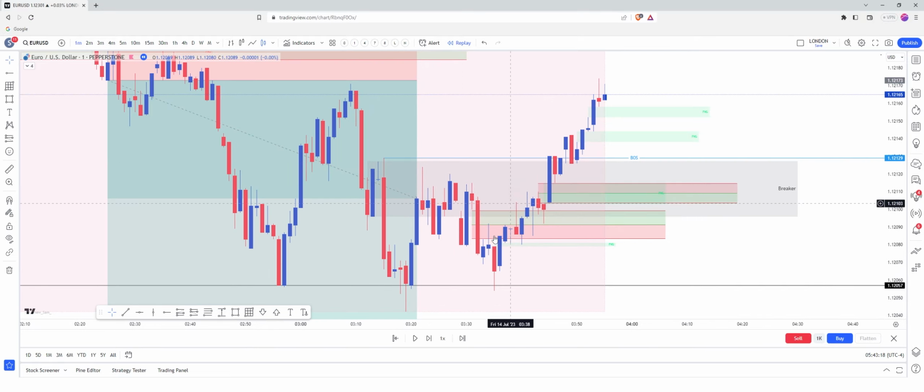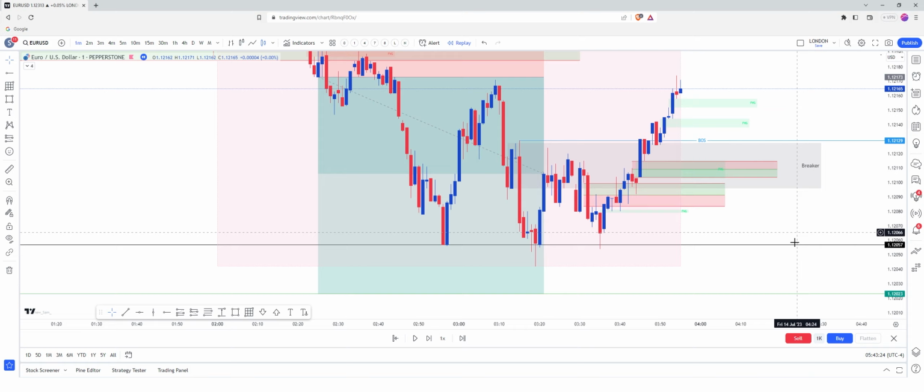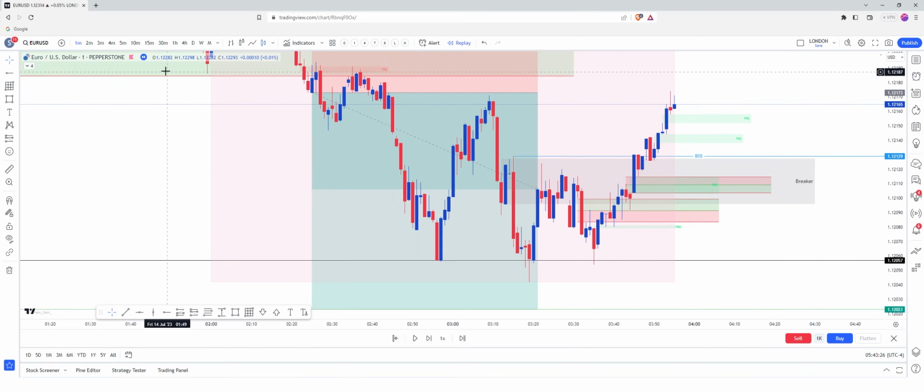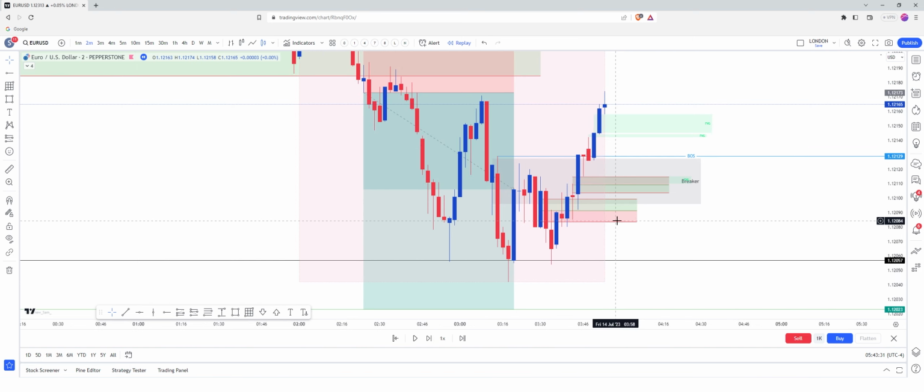So we've well and truly broken structure. We're leaving fair value gaps up now. So there's a potential here that this is a full scale reversal. Have a look on the 2 minute, see what it looks like. We can get rid of these. We've got a 2 minute fair value gap there.